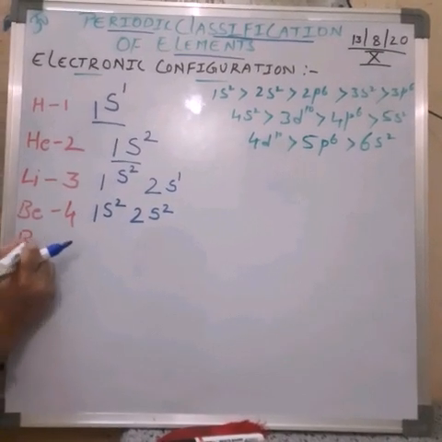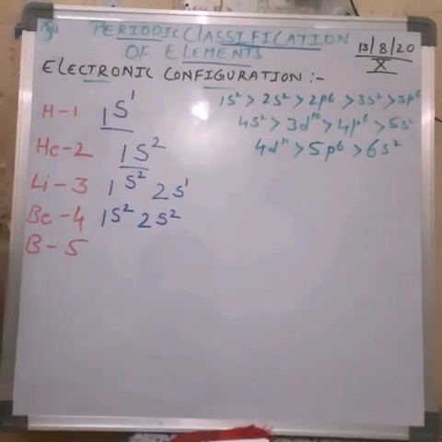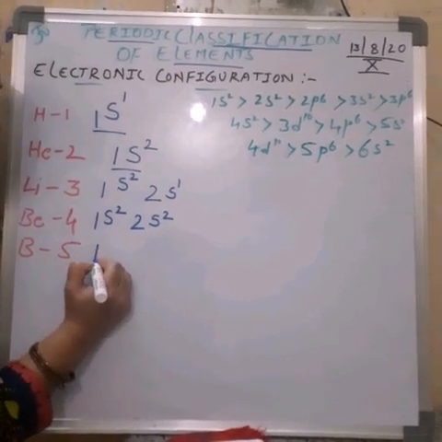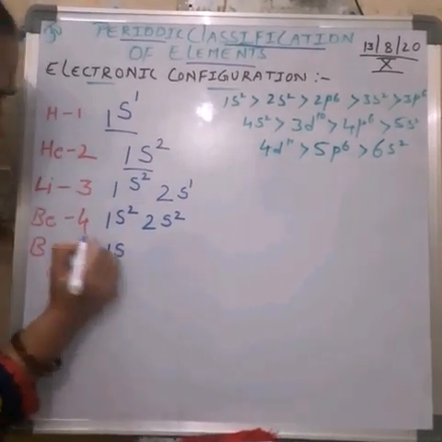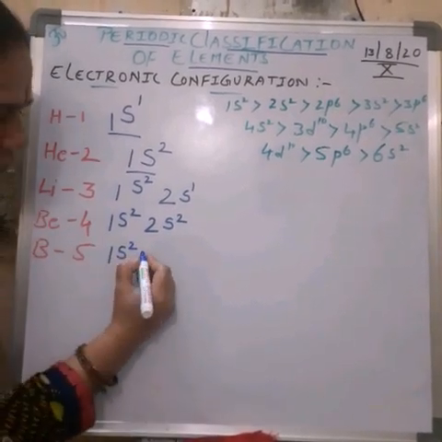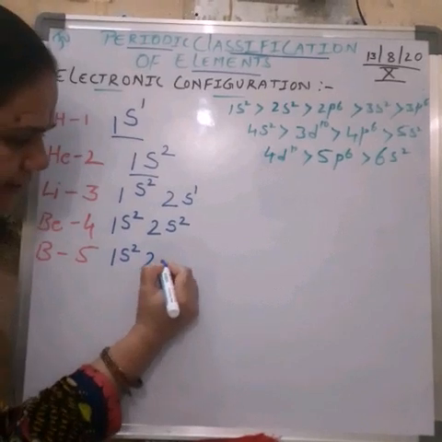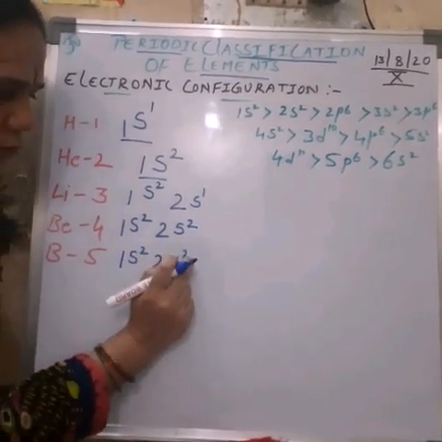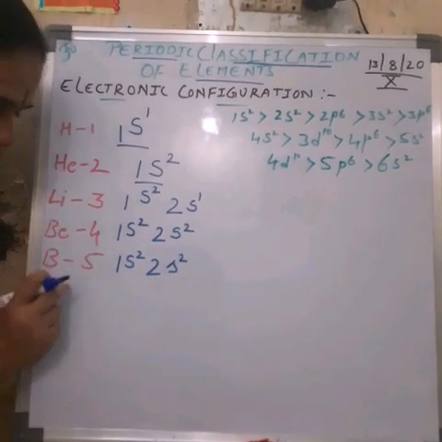Then comes what? Boron. Boron atomic number is 5. So again it follows the same rule. First shell, subshell S, electrons 2. So 5 minus 2, 3. So now it goes to the second shell, subshell S, electrons accommodated how many? 2. So 2 plus 2, 4. Still how many more? 1 more.